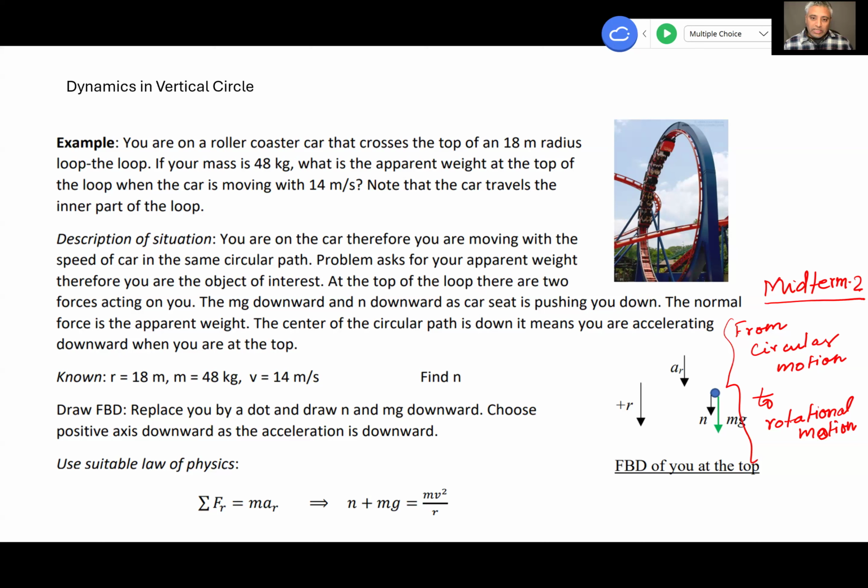So in circular motion, a point object is going around in a circle, but in rotational motion, the whole object could be spinning, rolling, and so on. So that's the difference there, although some of the characteristics are shared in that case. Okay.